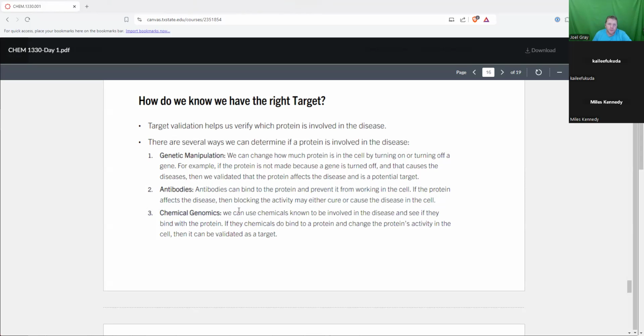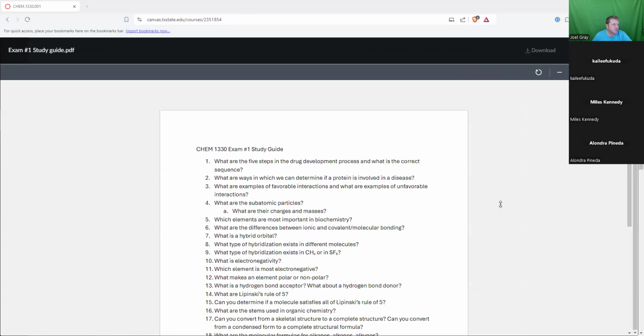We have chemical genomics. We can use different chemicals that are possibly involved in a disease and see if they bind with that protein. If the chemicals do bind to a protein and change the protein's activity in the cell, then it can be validated as a target. So seeing the presence or absence, or the function or lack of function, of a cell in response to manipulating that protein of interest is basically what we want to do when it comes to determining if a protein is involved in a disease.